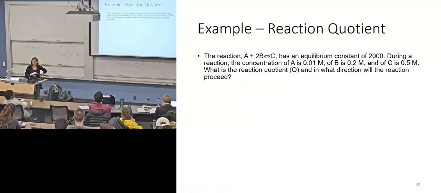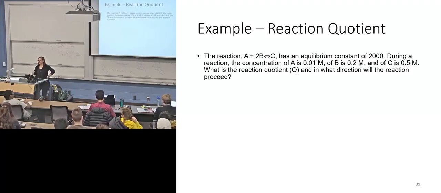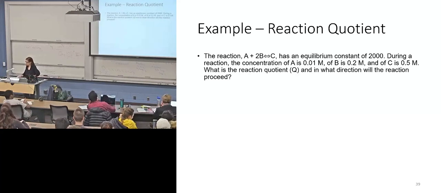So here is a quick practice problem to do. Looking at this reaction, it has an equilibrium constant of 2000. During the reaction, the concentrations of A, B, and C are as follows. Calculate Q and decide which direction this reaction is going to proceed. So at some moment in time, you are able to measure those 3 concentrations of the reactants and products, and then you have to decide, is it still going forward or is it going backwards? What's it going to do from here to try to get to equilibrium?